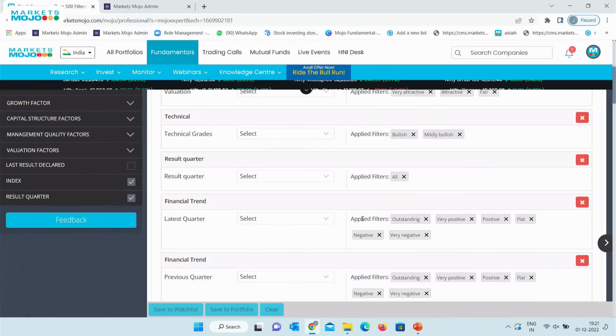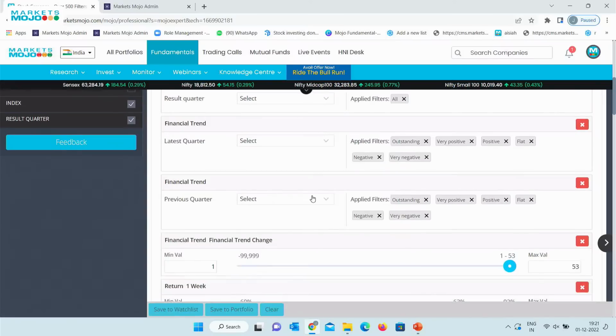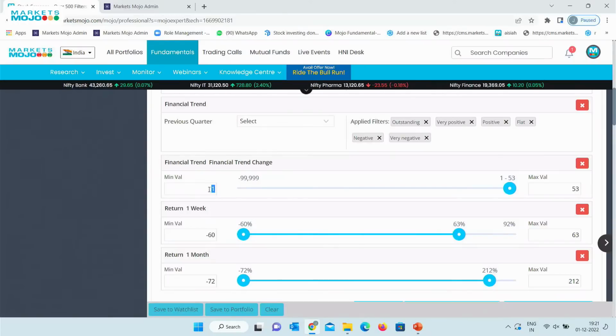Result quarters, all results. And I also put the financial trends over here to see how it has improved. Now this is an important parameter, the financial trend change. I have spoken about improved companies, so we have to see whether the score has improved, that is +1 and upwards. So this is financial trend change. I'll be keeping minimum value 1. The reason I'm keeping minimum value 1 is you'll have to understand this. I'm looking at improved companies.